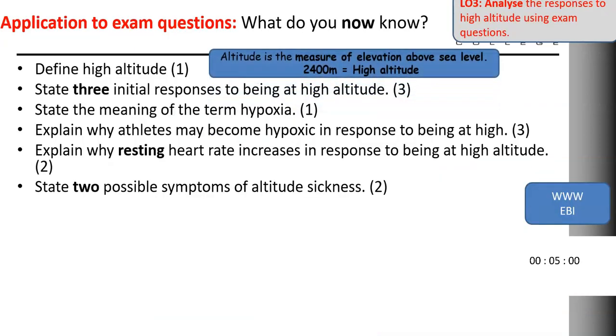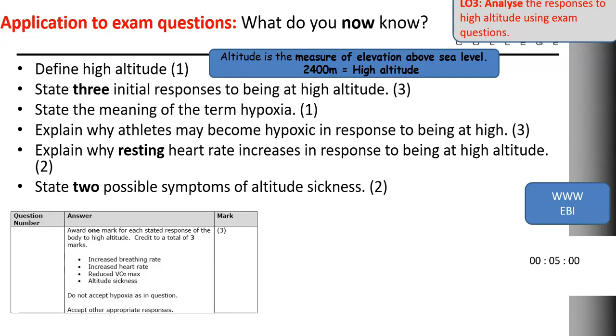Okay, so have a go applying to exam questions now. What do you know from altitude? So defining high altitude, that is 2,400 meters or above. Can you state 3 initial responses? So the responses would be increased breathing rate, increased heart rate, reduced VO2 max, altitude sickness.